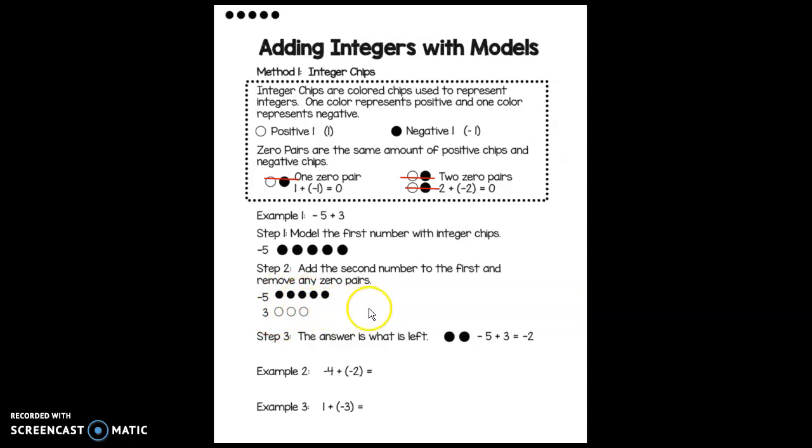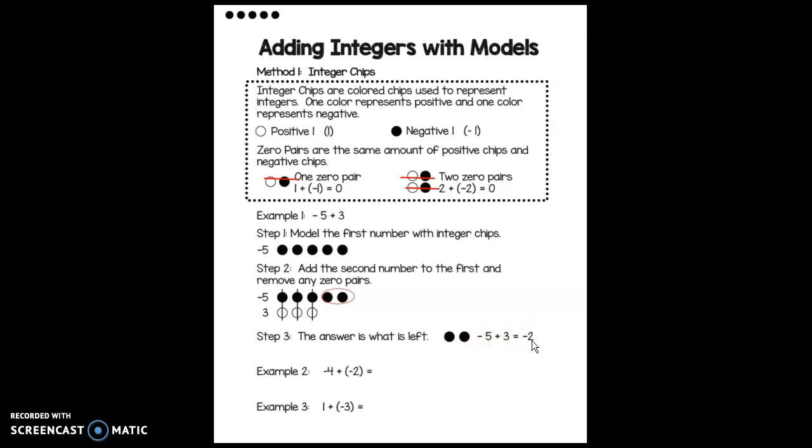When I see those zero pairs, I need to remove them from my model. So I'm going to do that by crossing those out. Now I am left with 2 negatives. So the answer that I'm left with is going to be 2 negatives. So therefore -5 plus 3 is equal to -2.